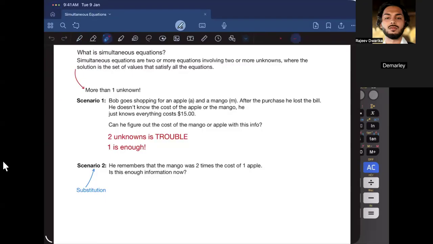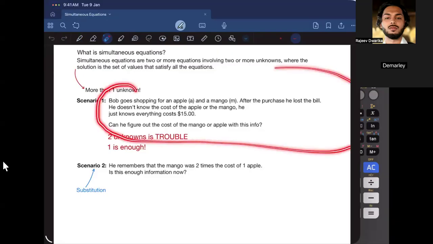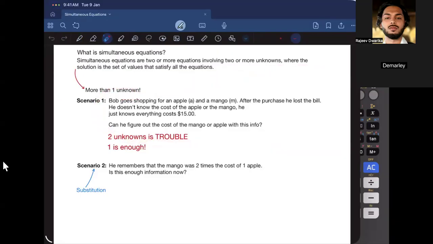Can you see what I mean when I say two unknowns or more than one unknown? I want you to identify the unknowns here. What are the unknowns? The apple and the mango. Yeah, we don't know what the apple or the mango is. So that is two unknowns.